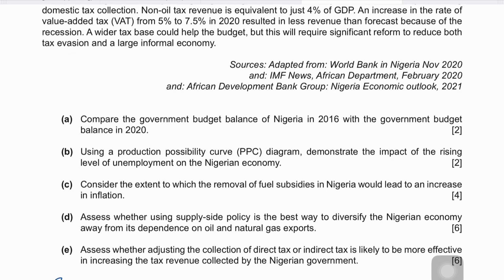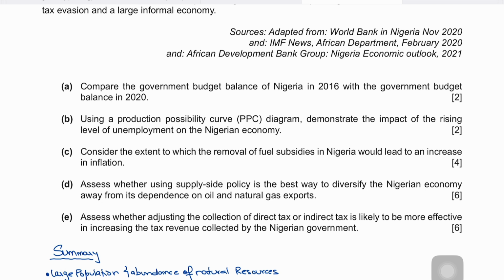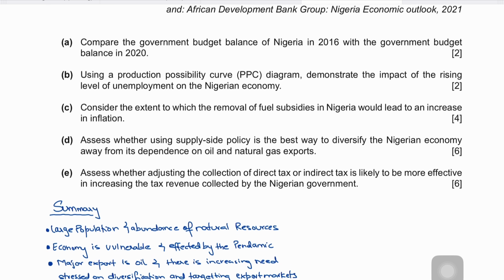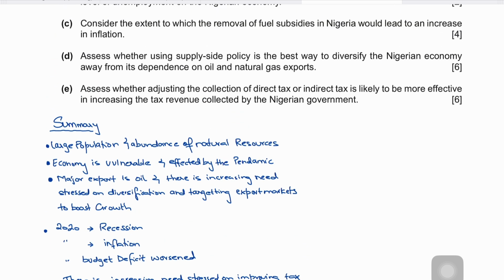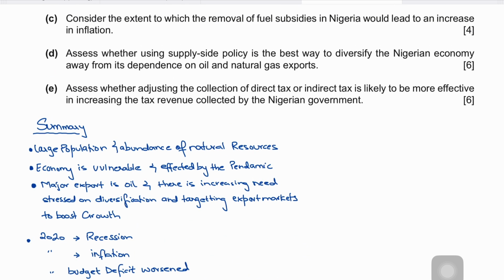Now, guys, the next question, part D, says assess whether using supply side policies is the best way to diversify the Nigerian economy away from its dependence on oil and natural gas exports. Now, the case is already talking about how the Nigerian economy is dependent on oil and natural gas exports, and how the economy is trying to come up with policies to execute that diversification. And the question is asking if we use supply side policies, is it the best way to diversify away from its dependence on oil and natural gas?